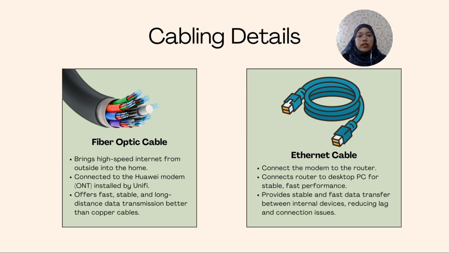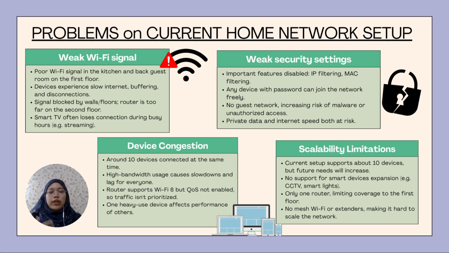There are also other Ethernet cables connected to the router, which is connected to the LAN 2 of the router, and it connects to the desktop PC. This setup gives the computer a direct wired connection, which is usually faster and more stable than Wi-Fi. Ethernet is a good choice because it helps avoid problems like weak signal or lag, especially when doing activities like working or gaming. So what is actually the problem with the current home network setup?